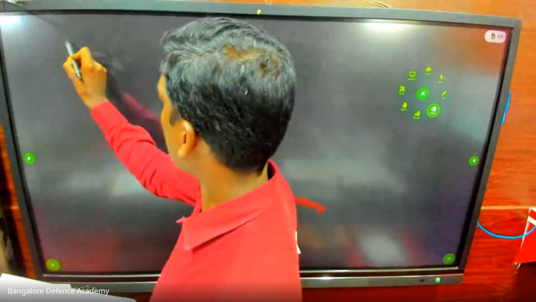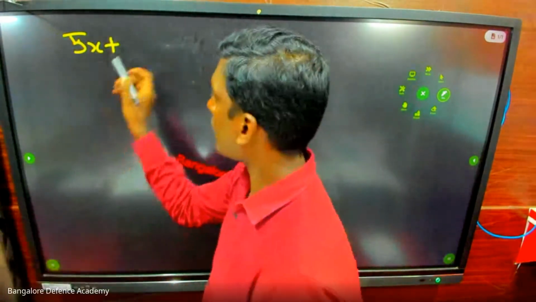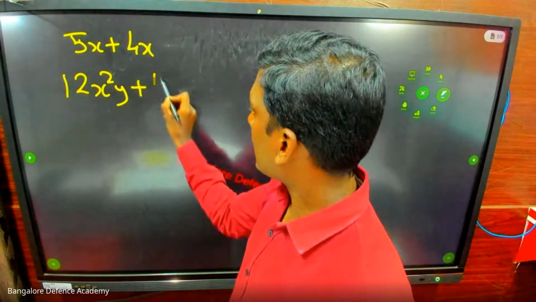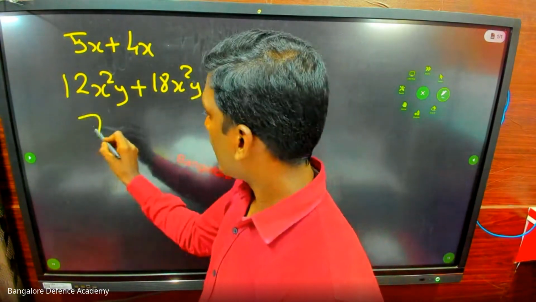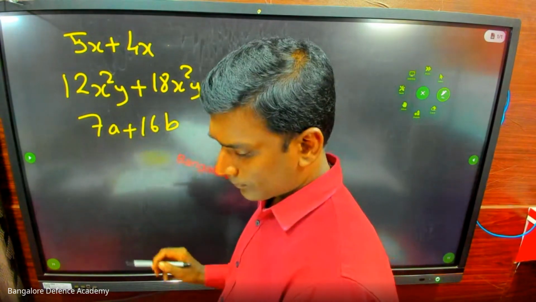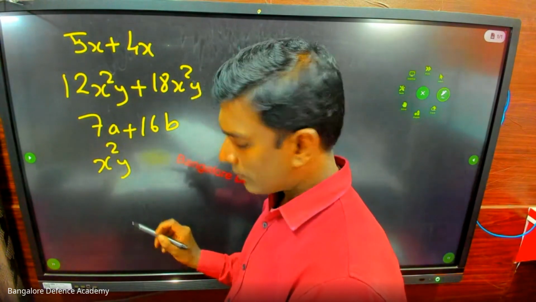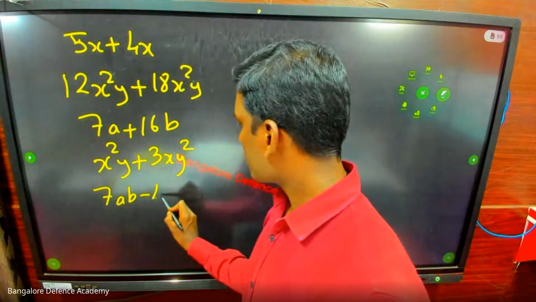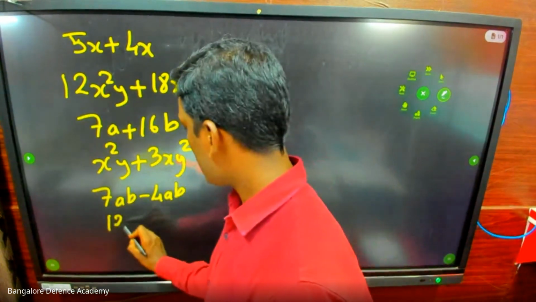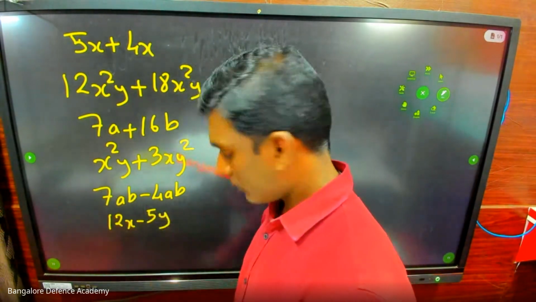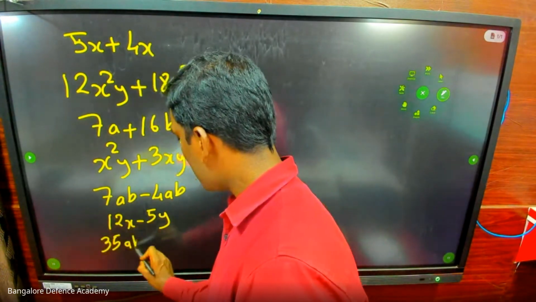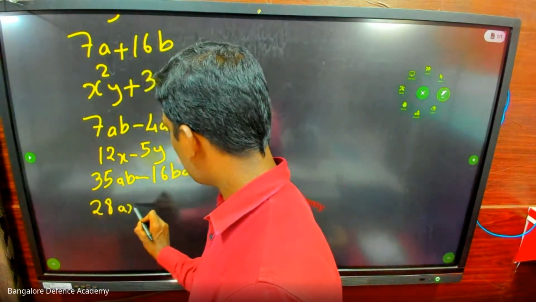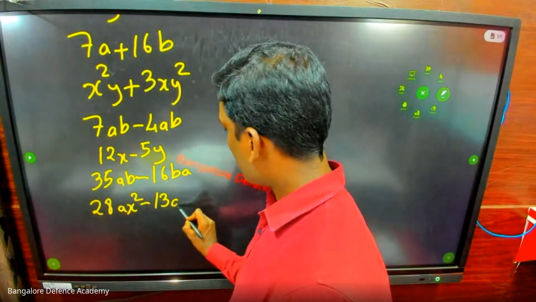Okay, take down this question, first one. 4 6 10. This side is for sixth standard. 5x plus 4x. 12x square y plus 18x square y. 7a plus 16b. x square y plus 3xy square. 7ab minus 4ab. 12x minus 5y. 35ab minus 16ba. 28ax square minus 13ax square, a square x.